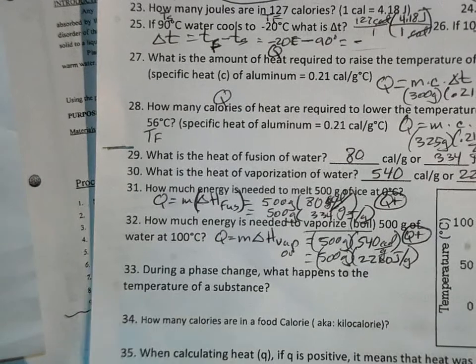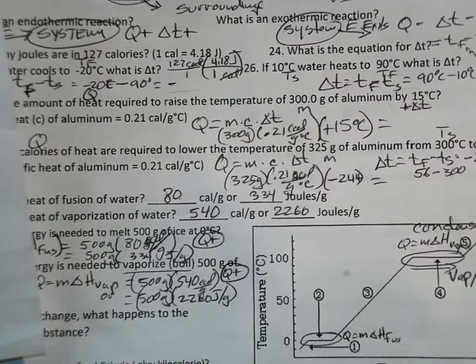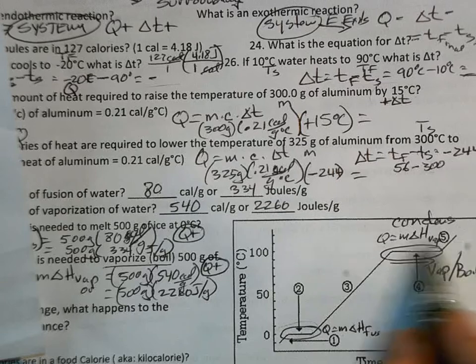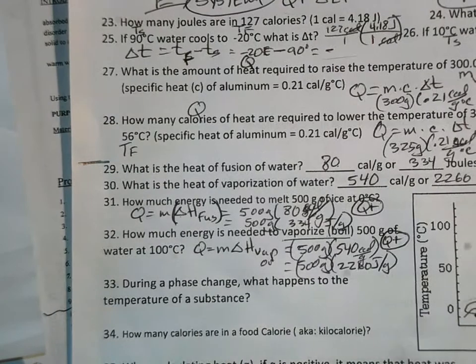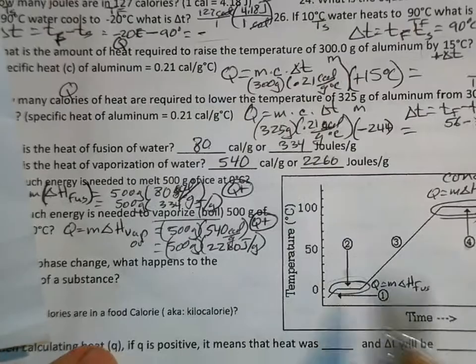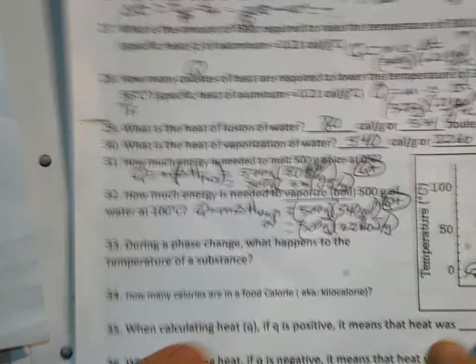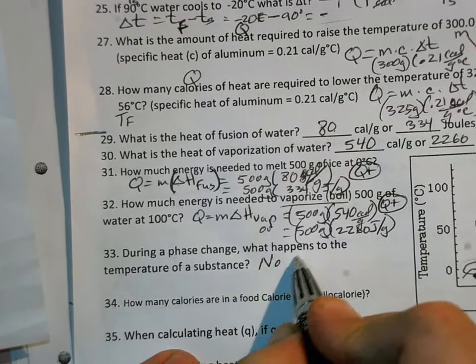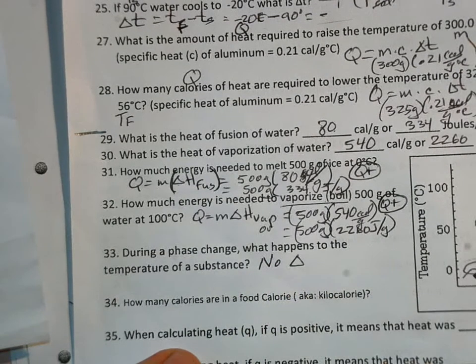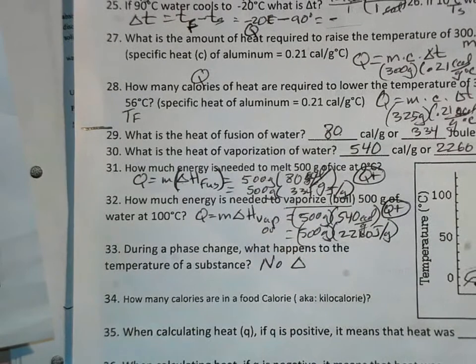Number 33, during a phase change, on this graph, these are the phase changes: melting, freezing, boiling, condensing. What happens to the temperature? Well, look, here's temperature. It's not changing. No change of temperature. That's why we have to use these two equations.